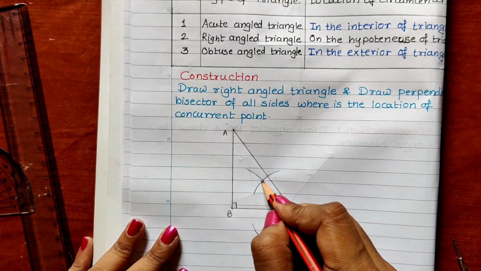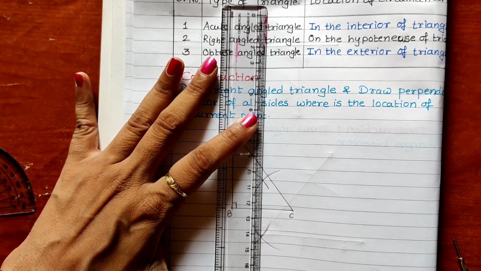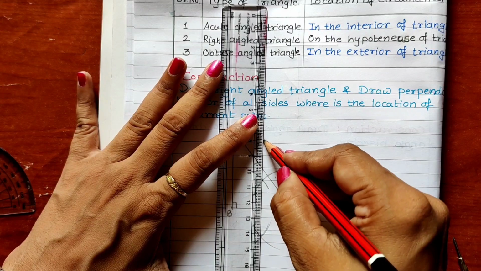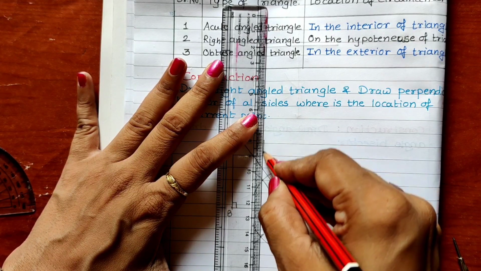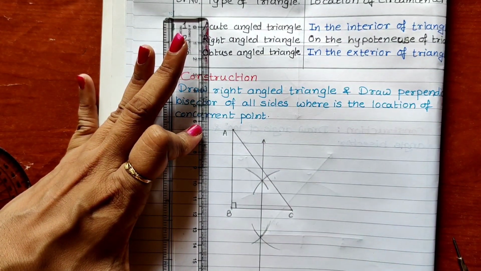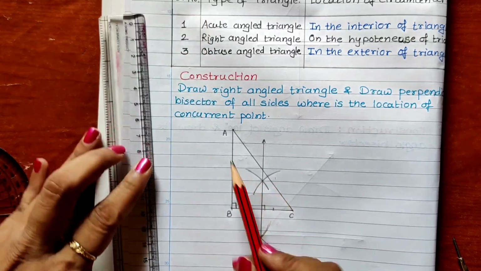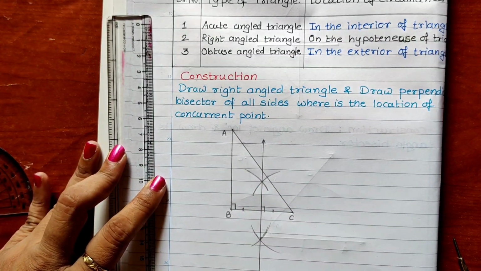We have got these points of intersection, and then you can draw the perpendicular bisector of side BC. Draw it carefully. This is the perpendicular bisector of side BC. In the same way we have to draw the perpendicular bisector of side AB.